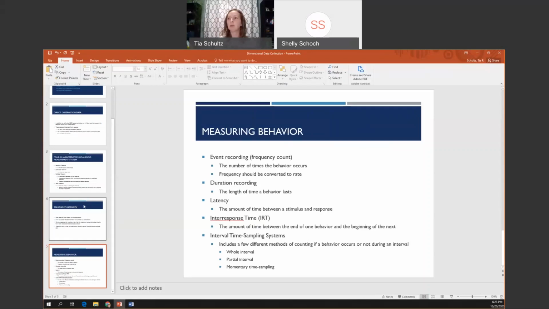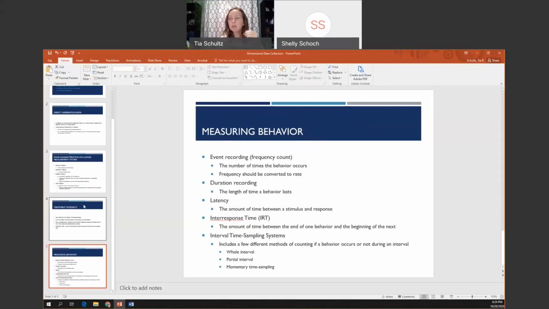And then the book also talks about interval time sampling systems. These can be very useful because they allow us to measure the behavior during intervals as opposed to having to watch for long periods of time. But they can be a little bit complicated in setting up. As you read through the chapter, you can see what those look like and let me know if you have more questions. In terms of the concepts, they're not as complicated as they look. Setting them up takes a little bit of thinking and planning.